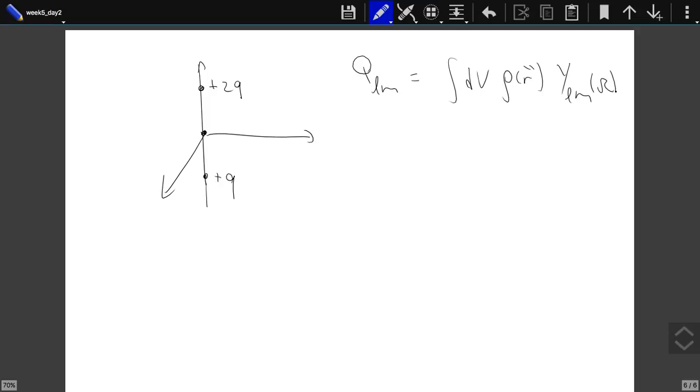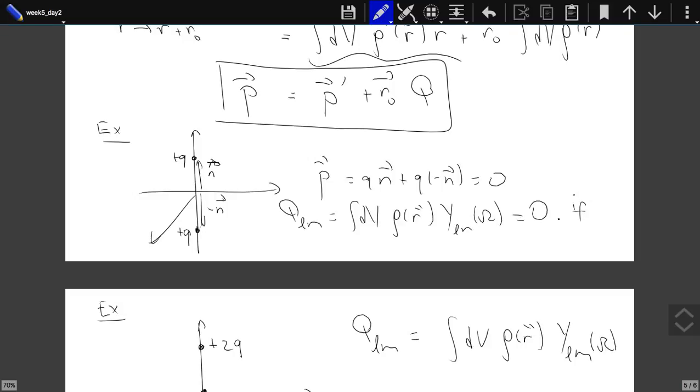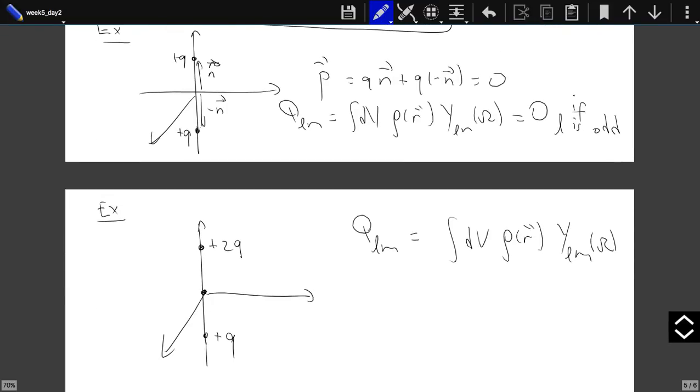So my claim before was, and this is the other example, Q_lm equal to the integral dV rho(r) Y_lm star, this was equal to 0 if L is odd. This was my claim, and I'm sticking with my claim. And none of you ask why. Now there's the other question. Will it still be true in this case?